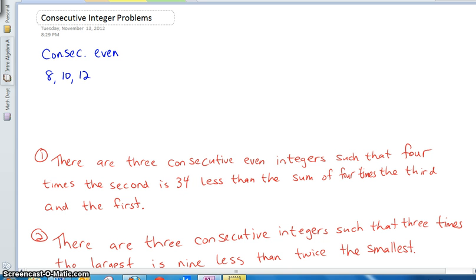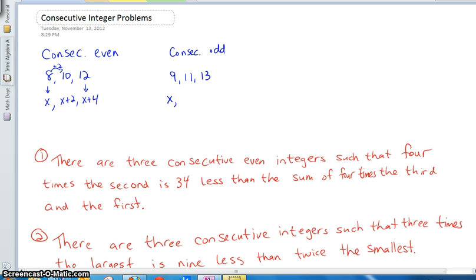In that case, if I call 8 x, what do I have to do to 8 to get to 10? You have to add 2. So if I call this x, I would have to do x plus 2. Here this would be x plus 4. If I have consecutive odd integers, think about that as 9, not 10, 9, 11, 13.